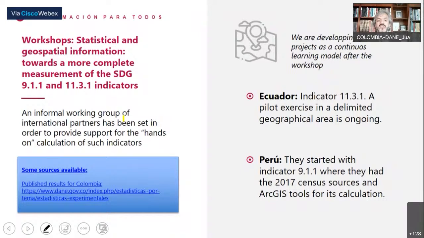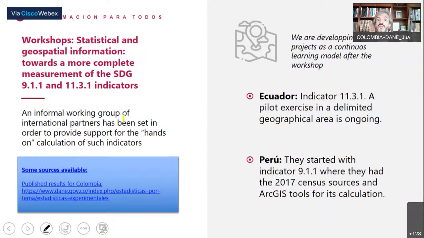For example, in the workshops that concern the integration of statistical and geospatial information, we had the idea to develop an informal working group of international partners that currently is working to support the hands-on calculation of such indicators in several countries.